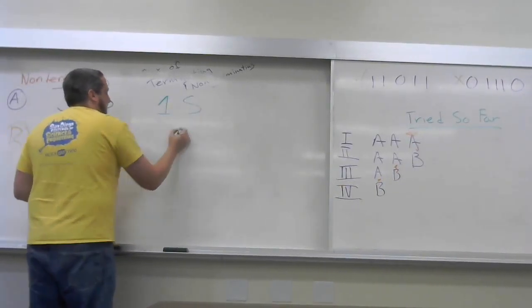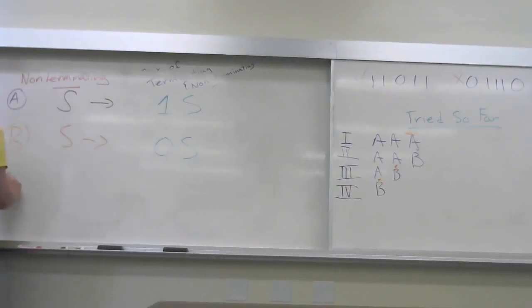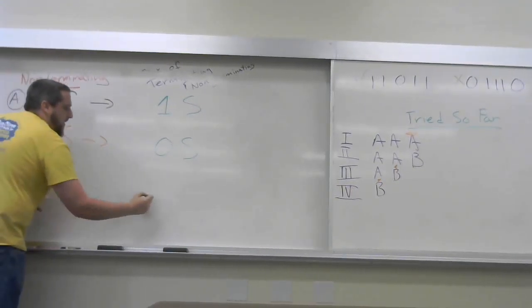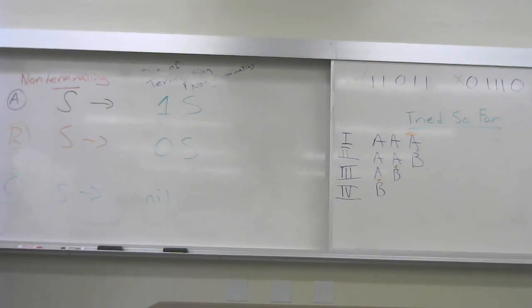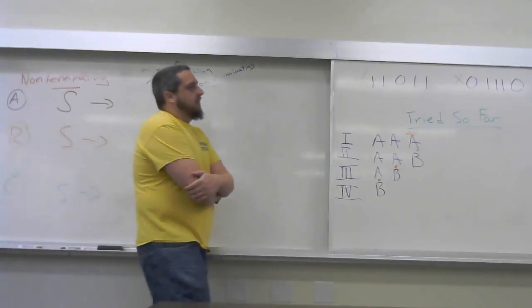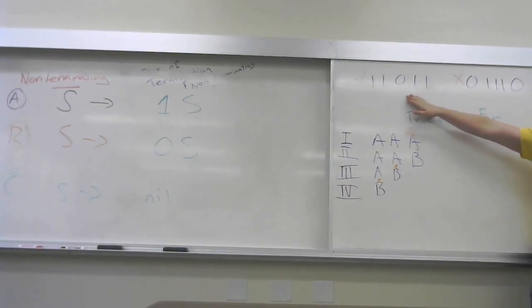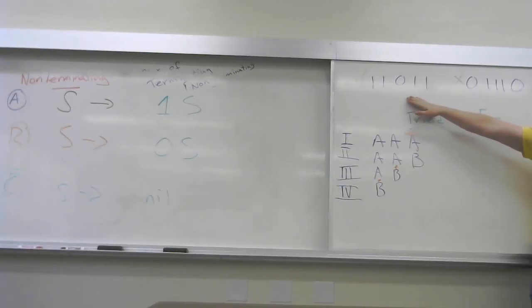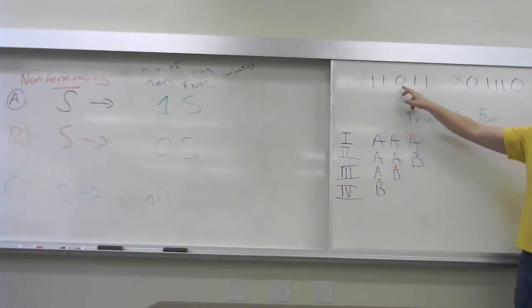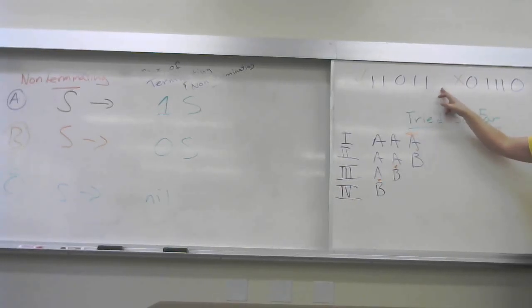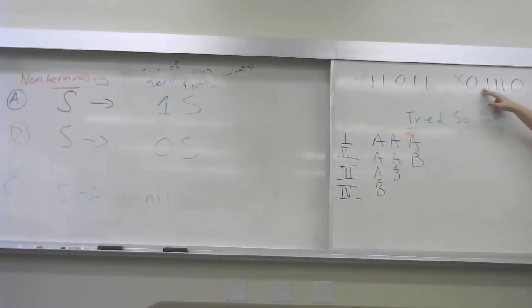So 1S, 0S, and then we had C, which was S goes to 1. Does that work? Do you mean S goes to 0? S goes to 0 should work. What would be the rules to apply to generate that sentence? Right? So A would generate the 1, the B would generate that one, the A, and then the nil to terminate. This one over here, we would do B, A, B, terminate.